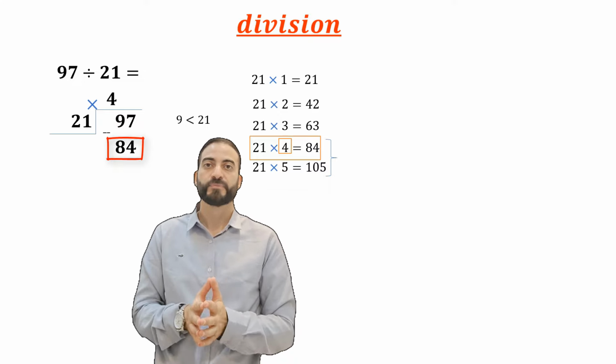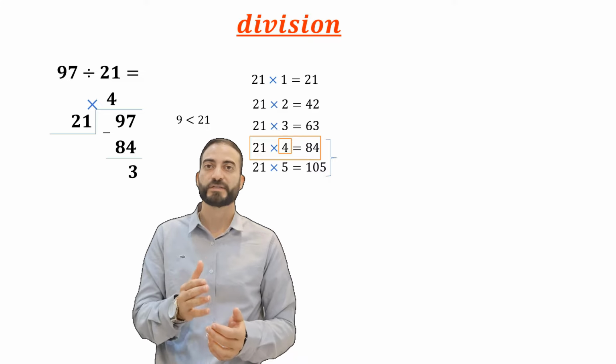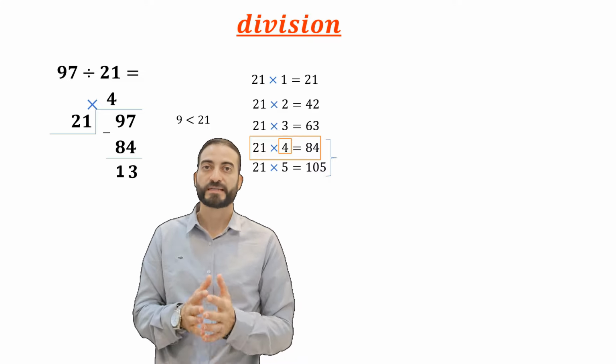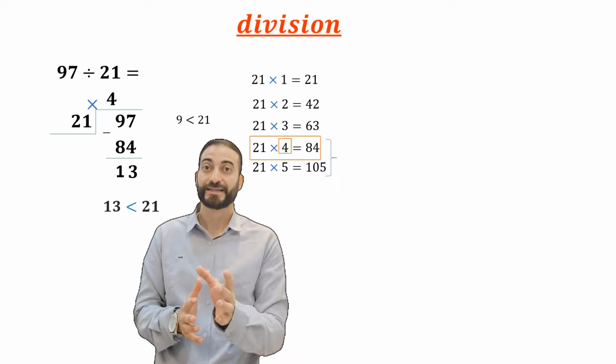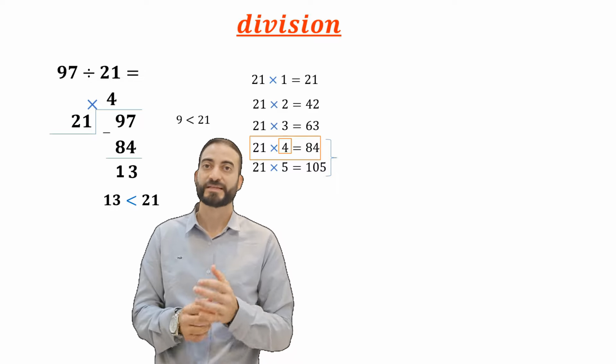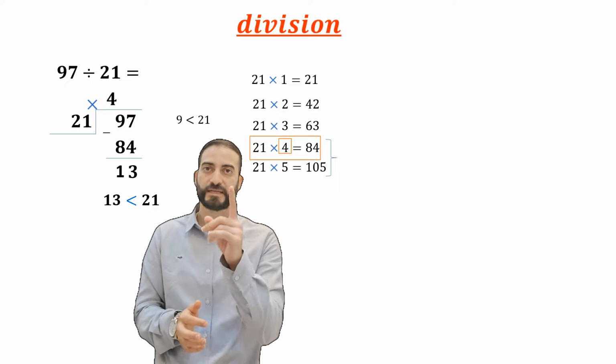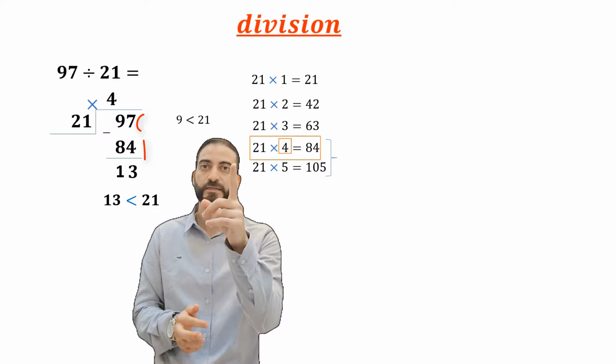Now in this step, we must do subtraction. 97 minus 84 equals 13. Now we ask ourselves, is 13 greater than or equal 21? The answer is no. This means that the process is finished, especially since there is no number here next to the 7.